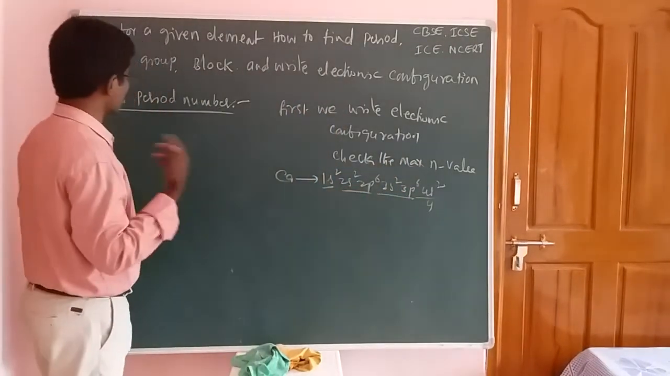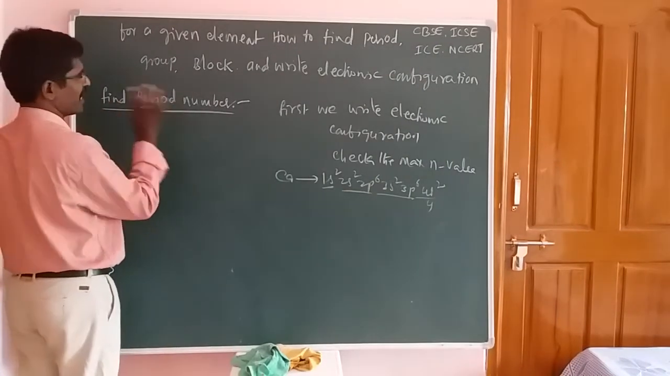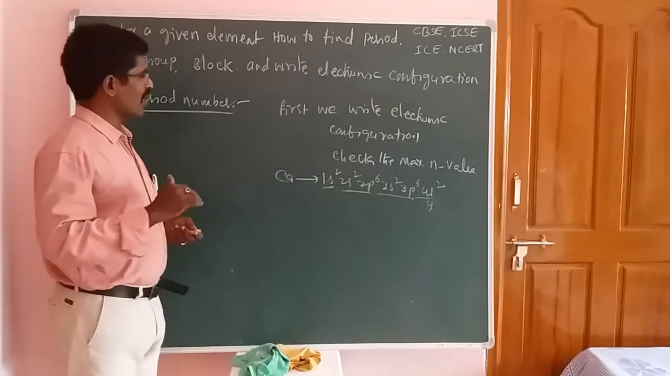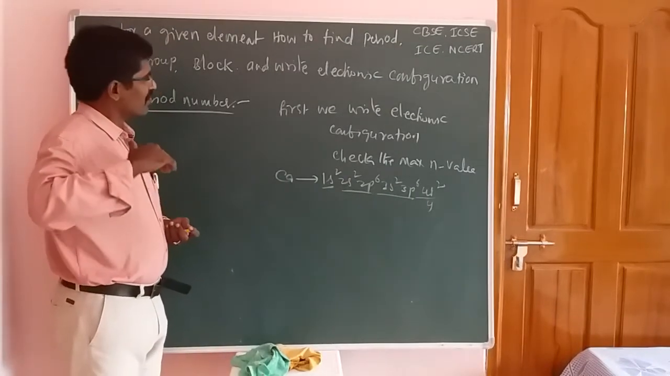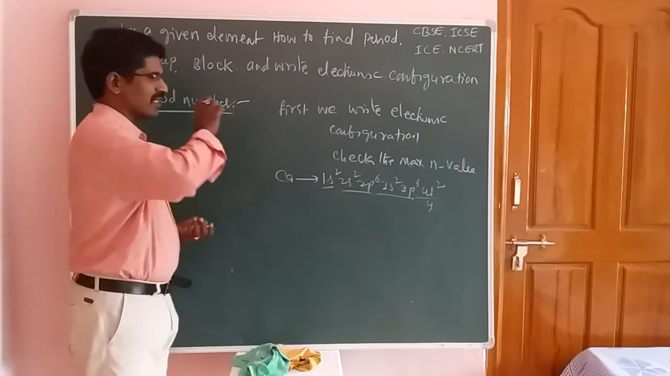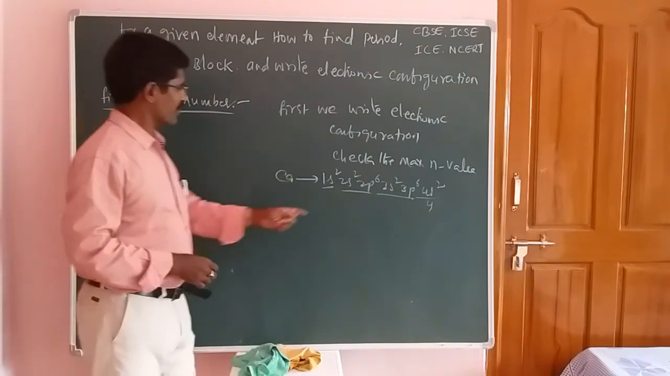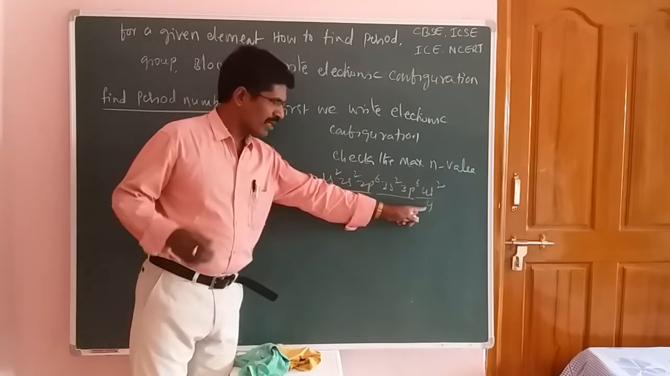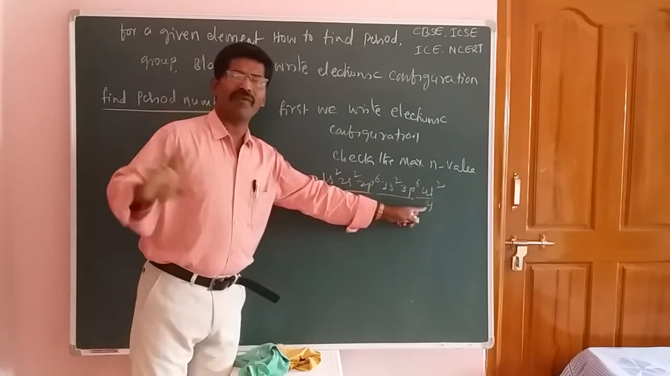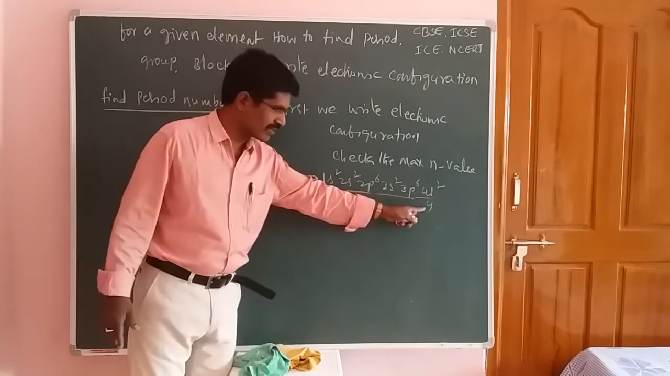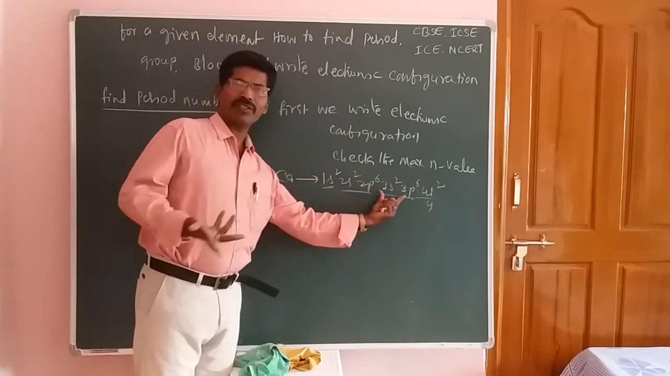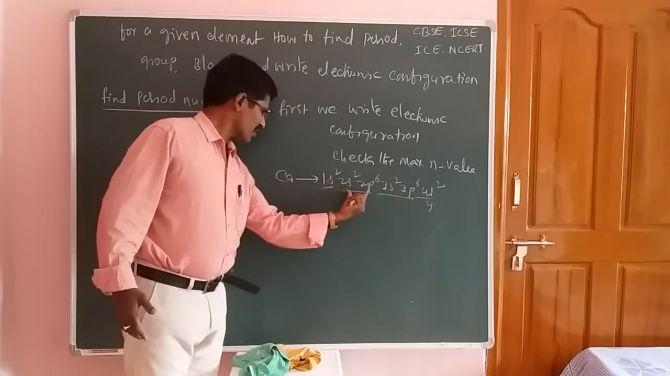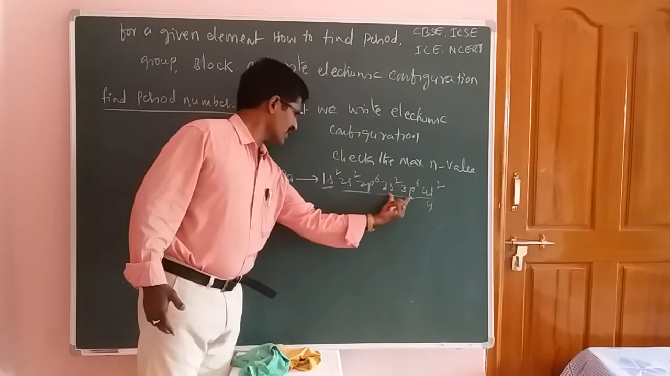So first of all, what is our question here? How to find period number? First you have to write the electronic configuration. Then you have to check where the n value ends in that electronic configuration. So here n is equal to 4. Now you have to consider this one is the maximum principal quantum number value, or n value, maximum at this one. Now this is n is equal to 3, so this is the lower value. This one is the higher value. Now here 1s2, 2s2, 2p6, 3s2, 3p6, and next 4s2.